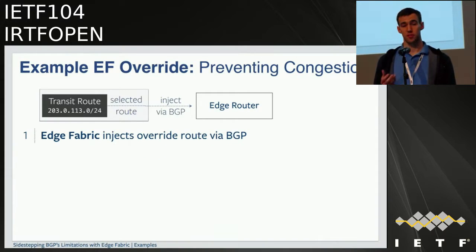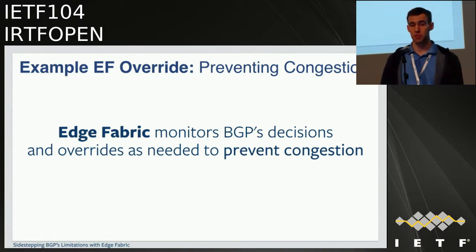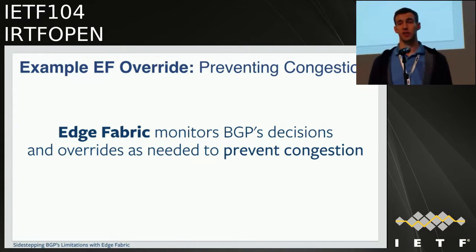So how does this work at the BGP level? Well, we take that transit route that we've selected, we inject it via BGP, and then BGP at all of our routers is configured to prefer routes from Edge Fabric. And we do that by configuring local pref on the BGP sessions for Edge Fabric such that the local pref of its routes is always the highest and thus preferred. So Edge Fabric monitors BGP's decisions and overrides them as needed to prevent congestion in our network.